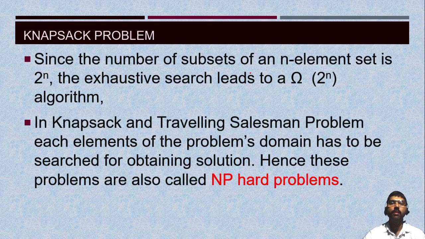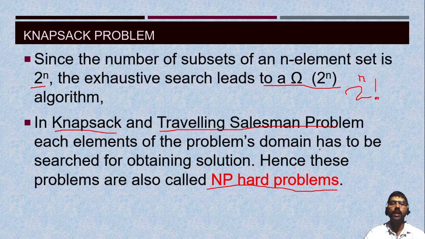In the knapsack problem, the number of subsets of n elements is 2 raised to n. As I already told, if you have n items, we have a total of 2 raised to n subsets. So our exhaustive search leads to an Omega of 2 raised to n algorithm. The order of growth of this knapsack problem is 2 raised to n. That is an exponential problem. Our traveling salesman problem is a factorial problem, and this knapsack problem is an exponential problem. In knapsack and traveling salesman problems, each element of the problem's domain has to be searched to obtain the solution. So such problems are also called NP hard problems. Both knapsack and traveling salesman problems are called NP hard problems.